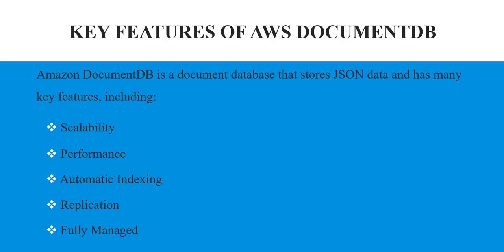The next is performance. DocumentDB has a flexible document model, data types, and indexing. It also uses an in-memory optimized structure for fast query evaluation. So for fast queries, performance helps a lot. The next is automatic indexing. It automatically creates indexes to improve query performance, so we don't need to create indexes manually. So the performance also improves.